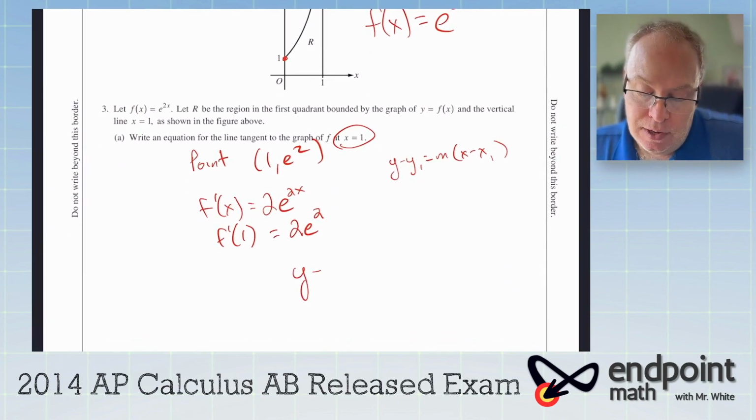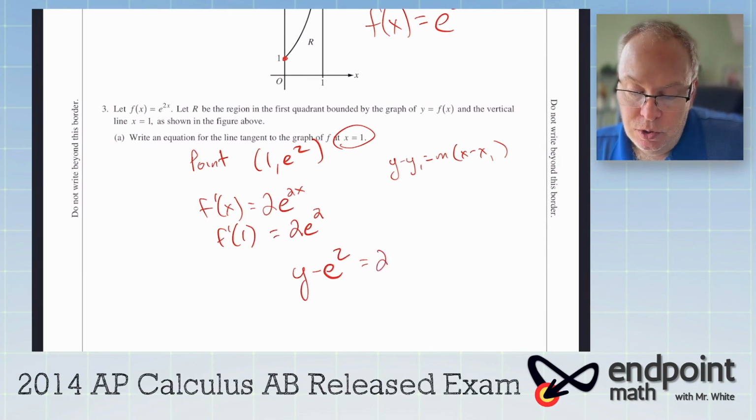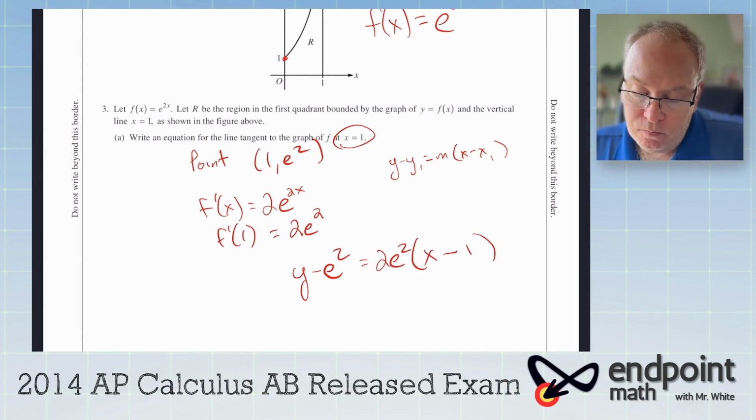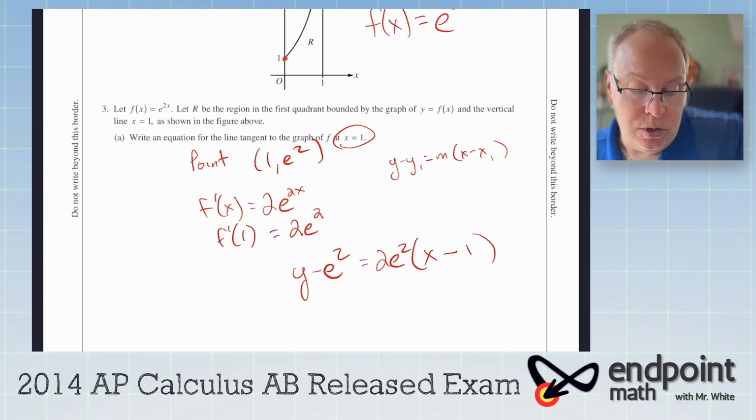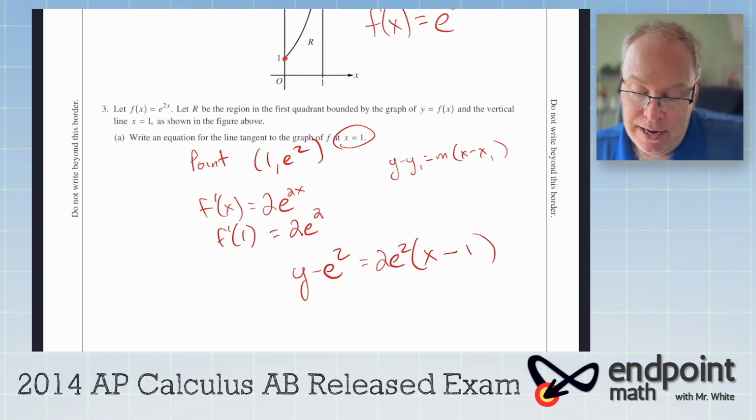y minus e squared equals 2e squared times the quantity x minus 1. And you can just leave that answer like that, or you can add e squared to the other side if you'd like, and you could do that. All right, so that's the line tangent.